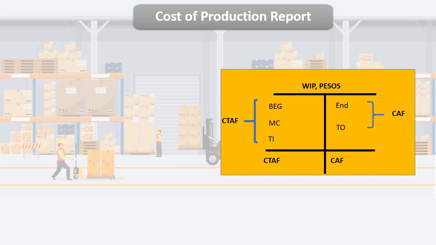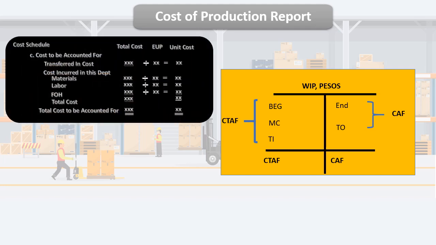So ang magiging itsura po ng ating cost of production report under letter C, which is the cost to be accounted for, ito po yung magiging itsura niyan. Medyo madugo lang siya pero kaya naman natin yan, tsatsagain lang po natin. Remember, dun sa left side, ilalagay nyo lang po yung component natin na beginning, manufacturing cost, and the transferred in cost. So, sa cost schedule under cost to be accounted for, meron tayong 3 major portion.